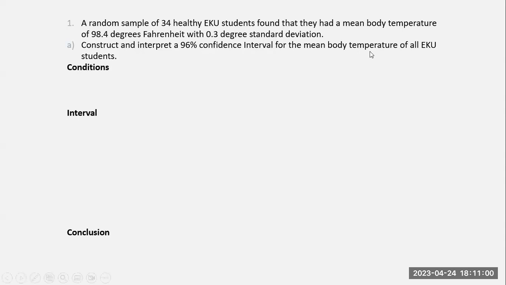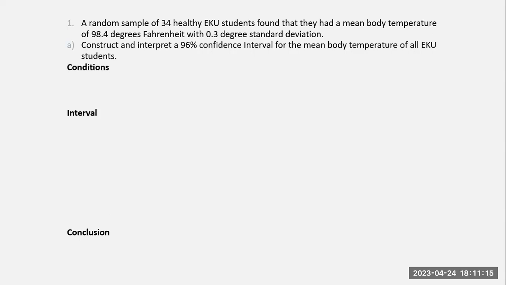Okay, so I want you to look at that for a second and decide, do you think the conditions are met, and what would you write? And if you have a second, go ahead and write them down, just like you would on a test.